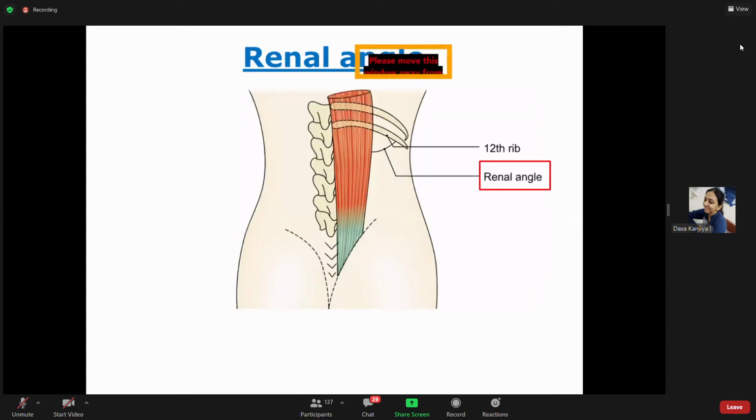Now what is renal angle? So this is the posterior view. Which is this muscle? Anyone?